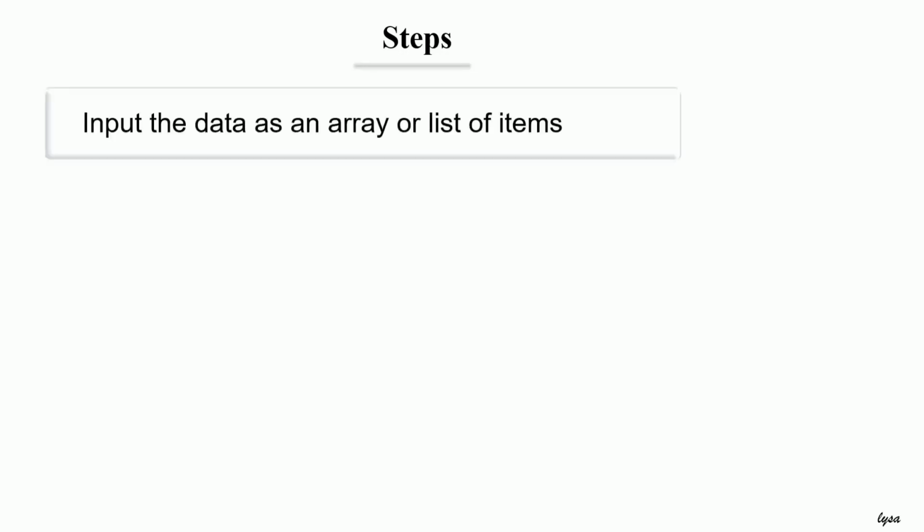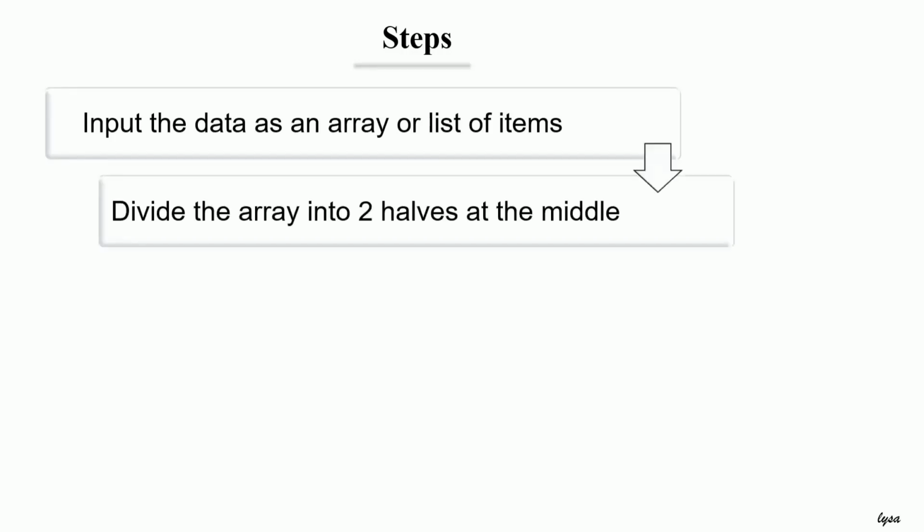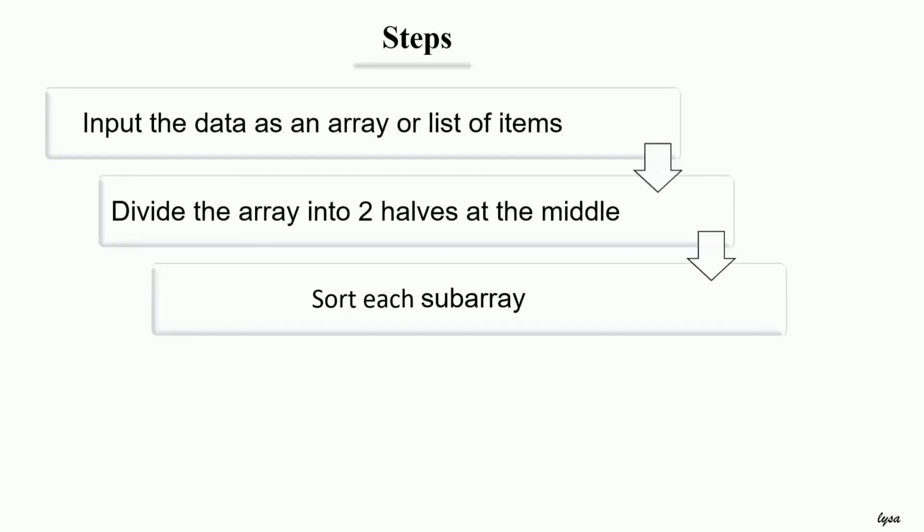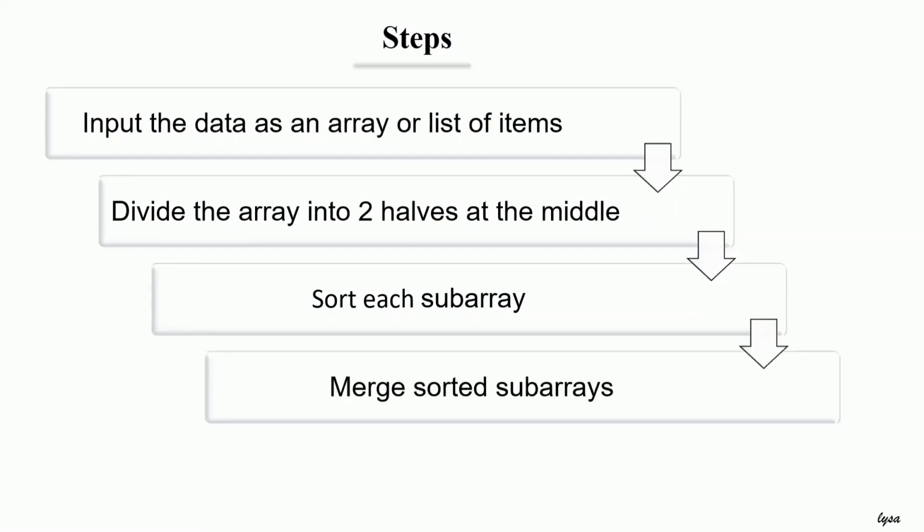The steps involved in merge sort are as follows. Input the data. Either you can input it as a list of elements or array of elements. Then we will divide the array into two halves at the middle and we will sort each subarray separately, and finally we will merge the sorted subarrays.